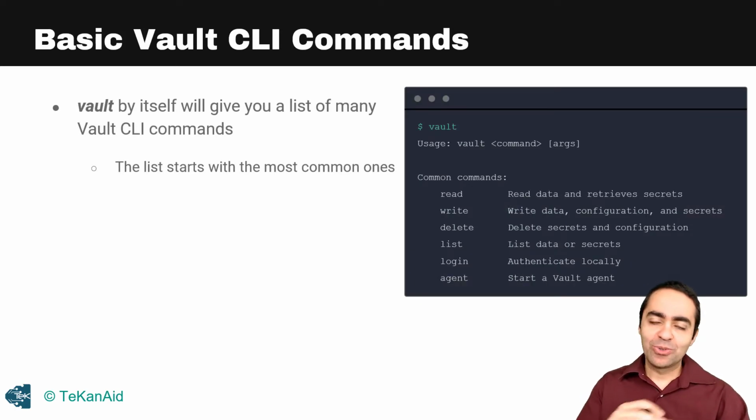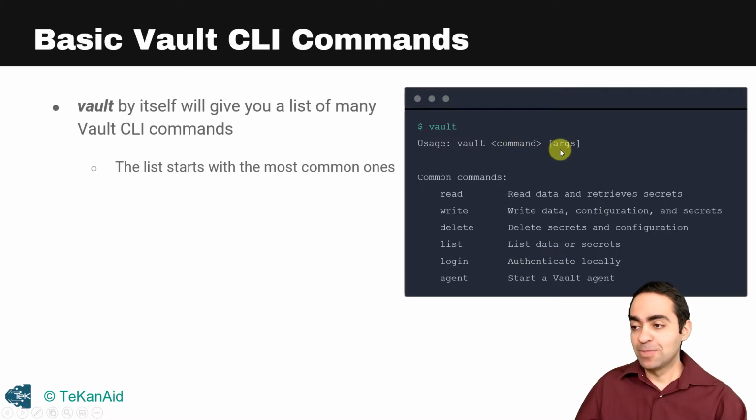We saw earlier when we installed Vault that you can just type Vault by itself and it gives you a list of Vault CLI commands. Mostly these are the common commands that you can start off with. So you can see here when you type Vault, it gives you the usage. You can type Vault followed by a command, followed by some arguments. And here are the common commands. So you can see read, write, delete, list, login, agent, and so on.